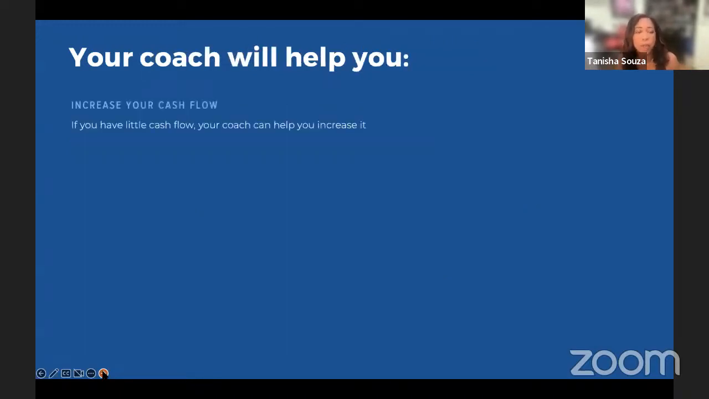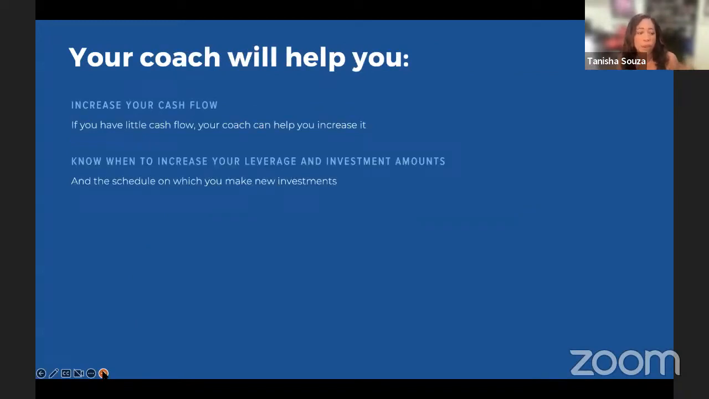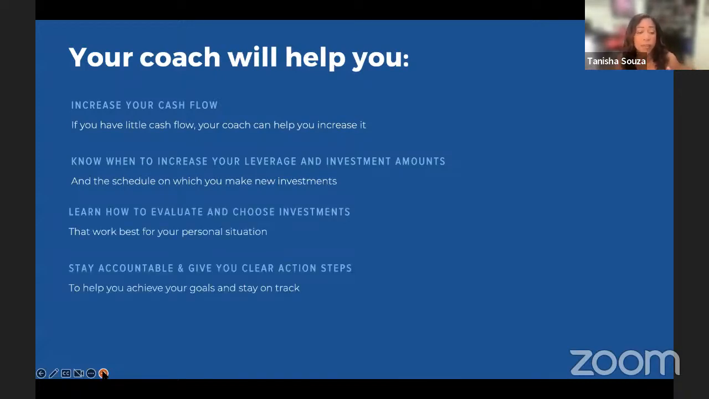So your coach is going to help you increase your cash flow. Even if you have little cash flow, they can help you with that. Know when to increase your leverage and investment amounts, learn how to evaluate and choose investments, stay accountable and give you clear action steps, and invest and pay off debt at the same time using your investments and other debt strategies. So lots of help. And that's what we do.